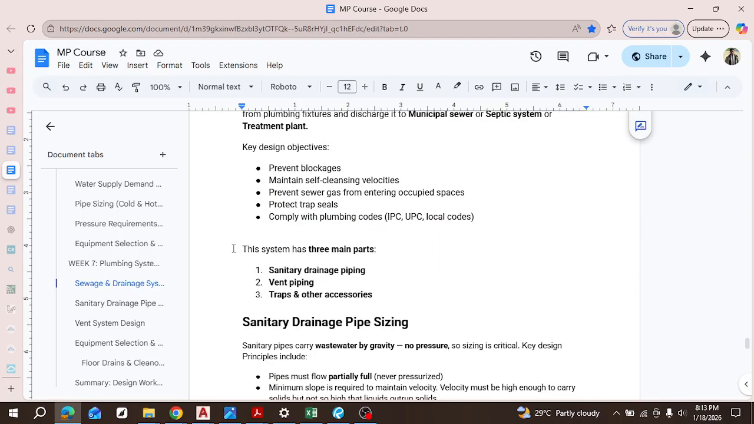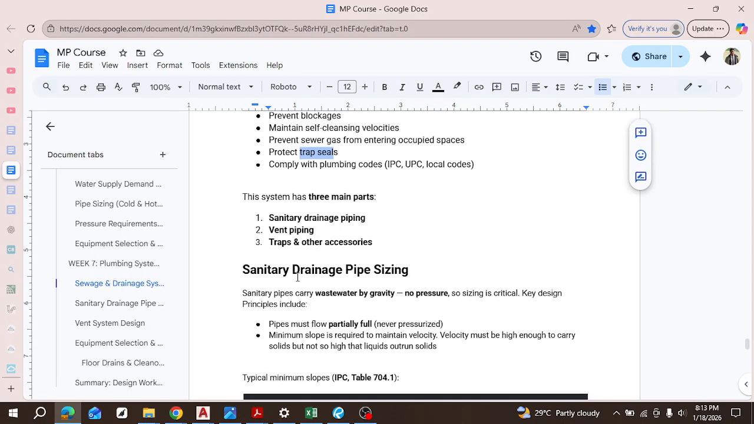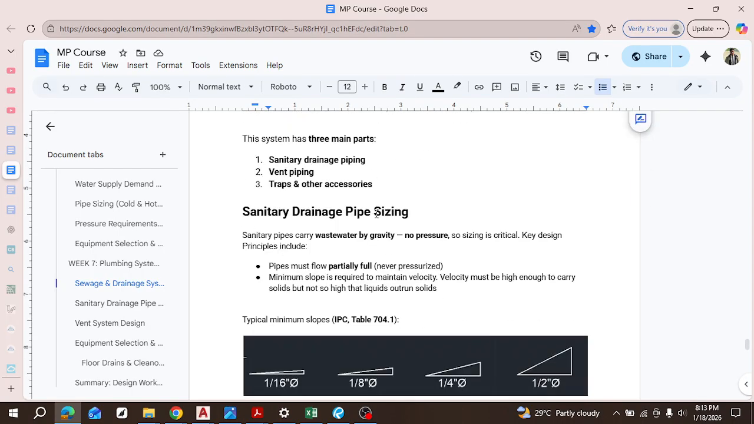So moving on, the system has three main parts, which consist of the sanitary drainage piping, which is the first part, then the vent piping, which has to do with how the sewer gases are removed from the system, and the traps and other accessories, which is still these traps as I spoke about here. So let's move on. Now let's start with this first one.